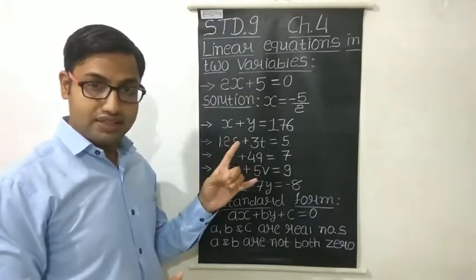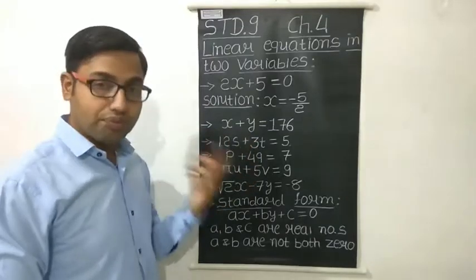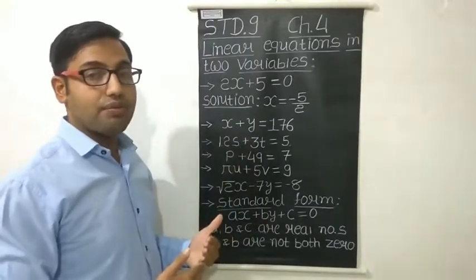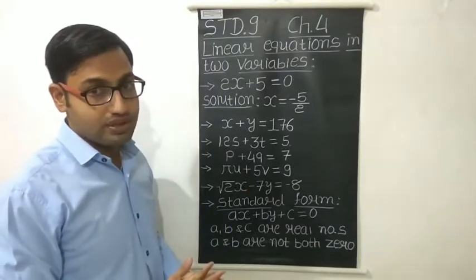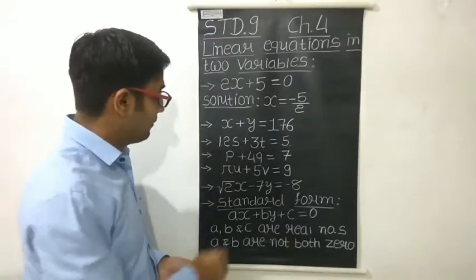So one of the practical situations that we have taken here is of the two batsmen. Now you can think about many such linear equations in two variables. Let us see some examples.